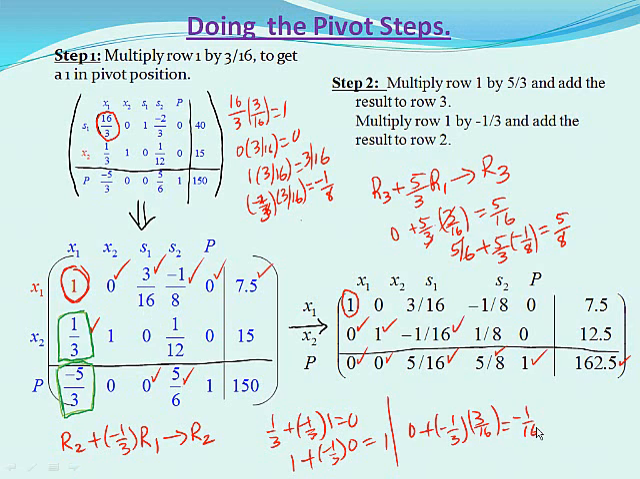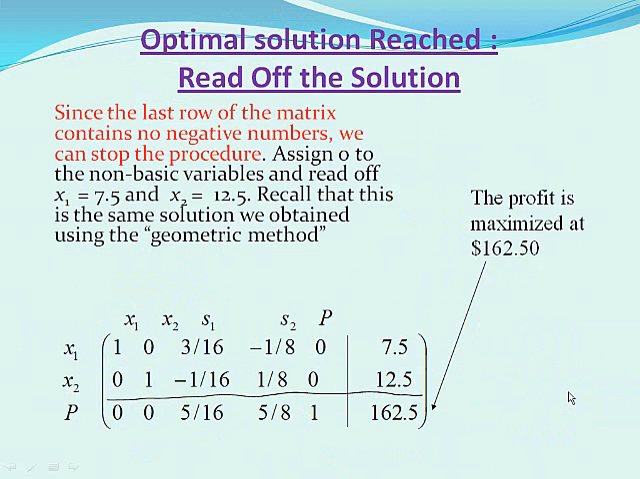And we do the same kind of calculation to get 1/8, 0 and 12.5. This completes the pivot operations, and so decision time again. Since the last row of the matrix contains no negative numbers, we can stop the procedure. Assign 0 to the non-basic variables and read off x1 equal to 7.5 and x2 equal to 12.5.